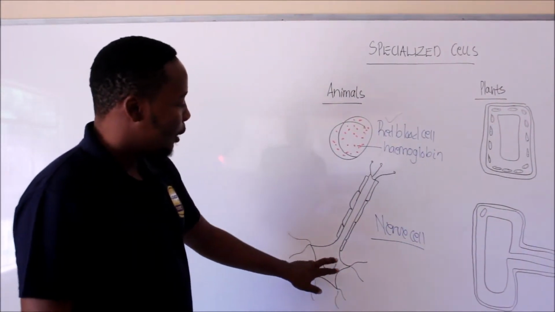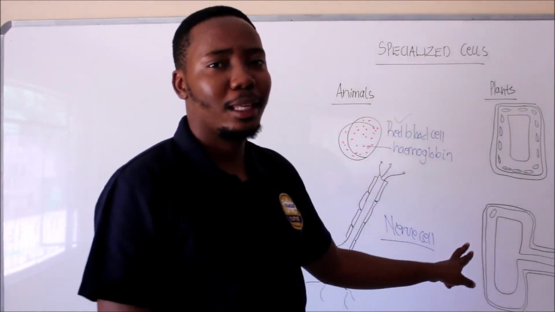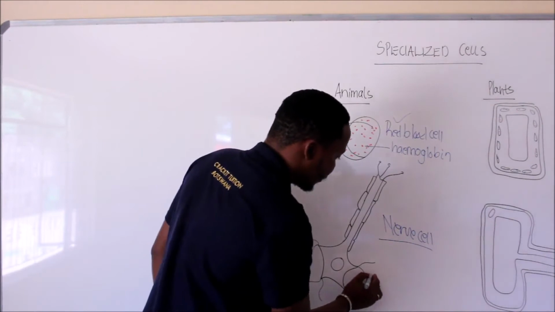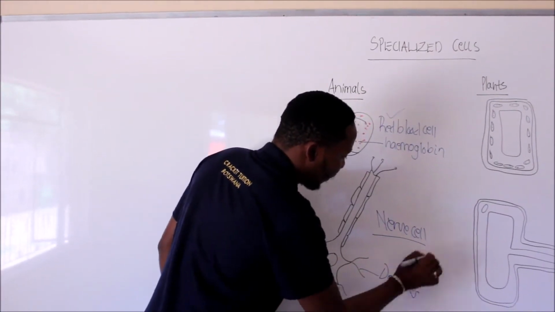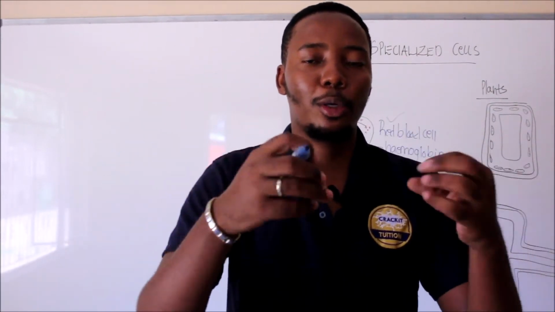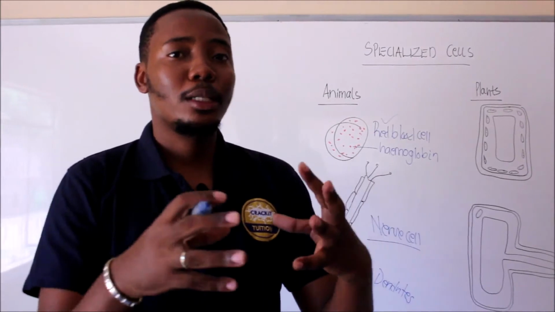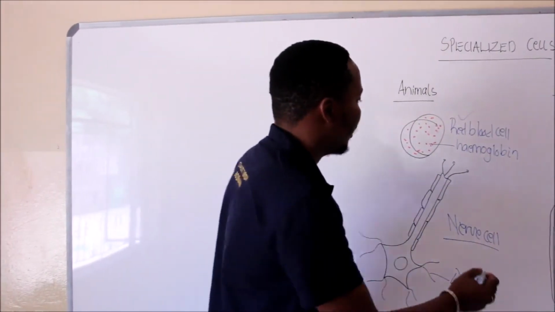If you look at the cell body of this cell, it has some structures which look more like threads. We call these the dendrites. The function of dendrites is to collect information from different parts of the body, and after the information is collected, it is going to travel through another structure here. We call this a nerve fiber.